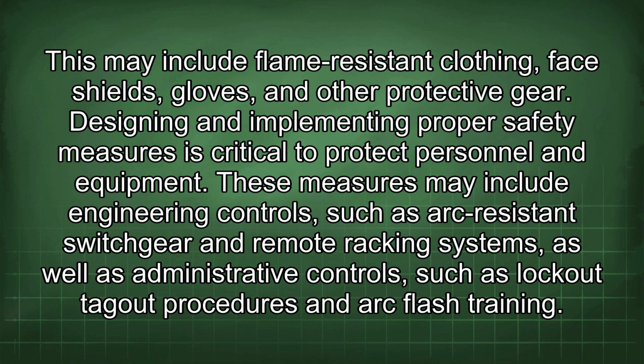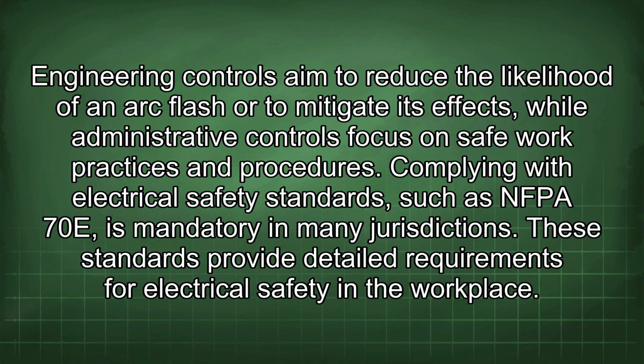Designing and implementing proper safety measures is critical to protect personnel and equipment. These measures may include engineering controls, such as arc-resistant switchgear and remote racking systems, as well as administrative controls, such as lockout-tagout procedures and arc flash training. Engineering controls aim to reduce the likelihood of an arc flash or to mitigate its effects, while administrative controls focus on safe work practices and procedures.